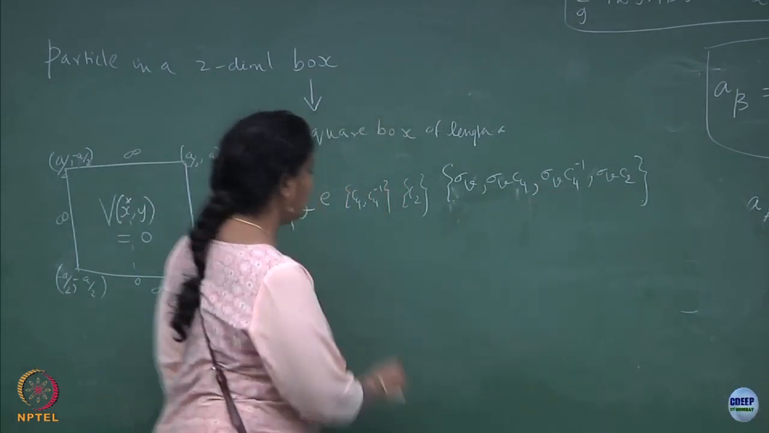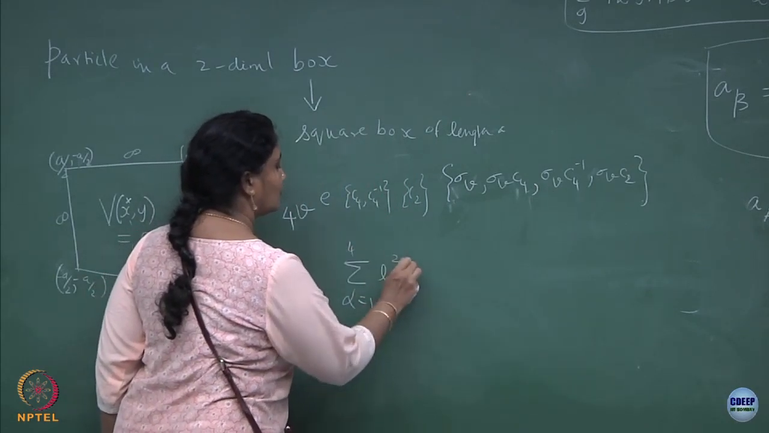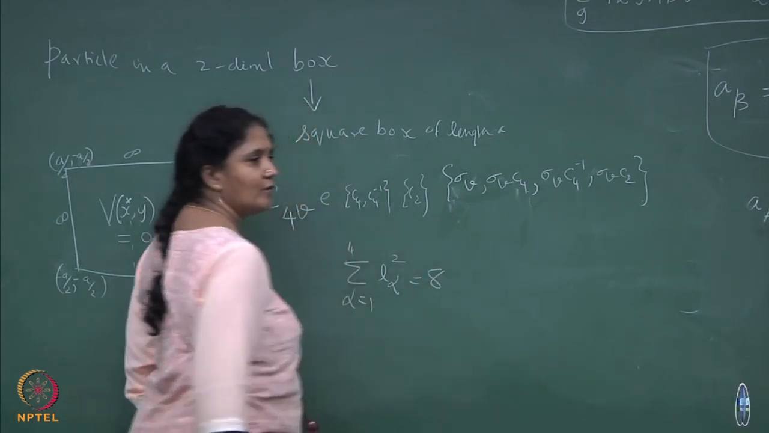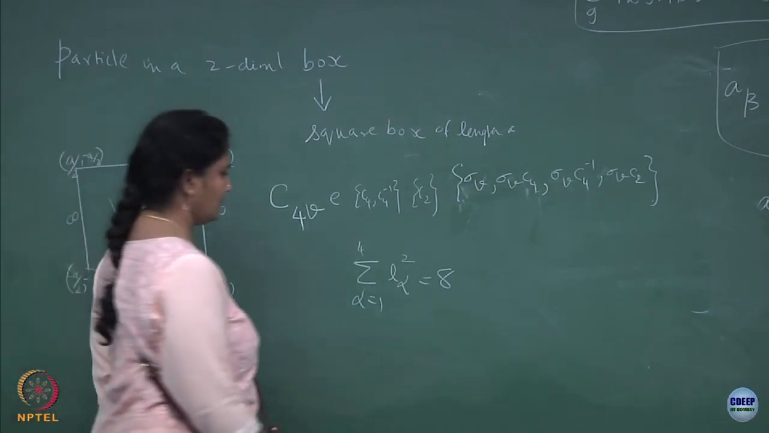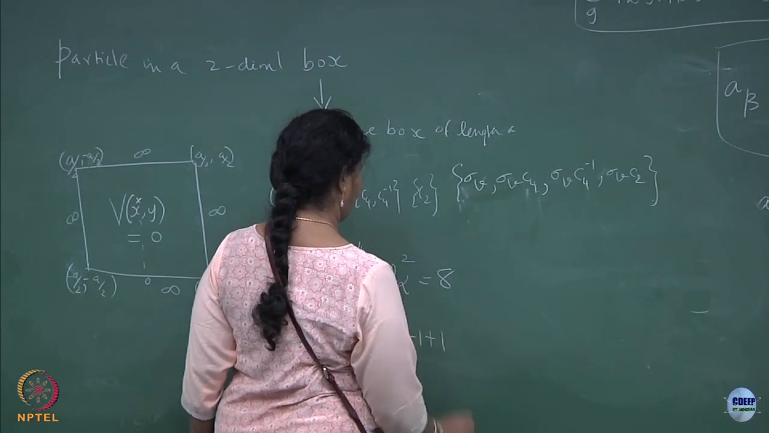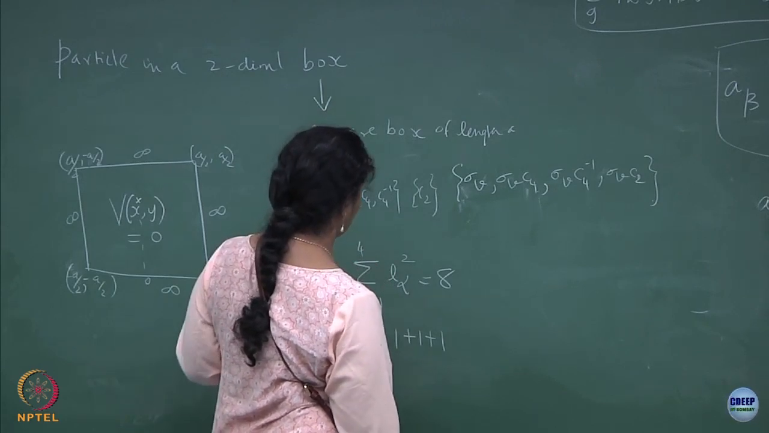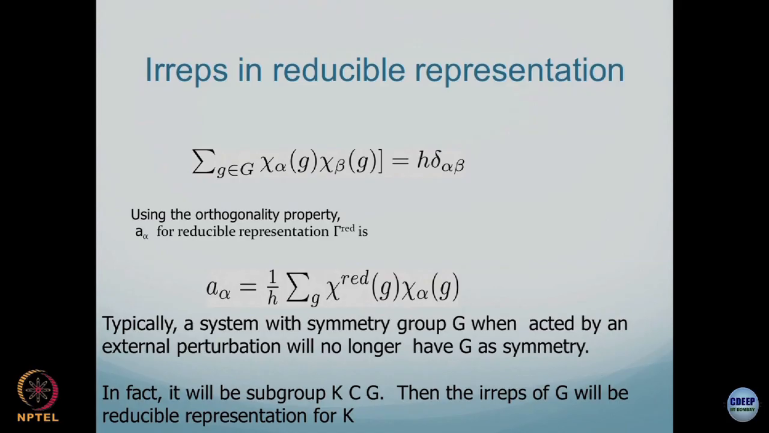So, you can write summation over alpha 1 to 4 L alpha squared to be 8. What are the dimensions possible? Someone can help me out. Are there 4 classes or have I said anything wrong? Anyway, so you try it out. We'll discuss this, but this is the way to go about it.